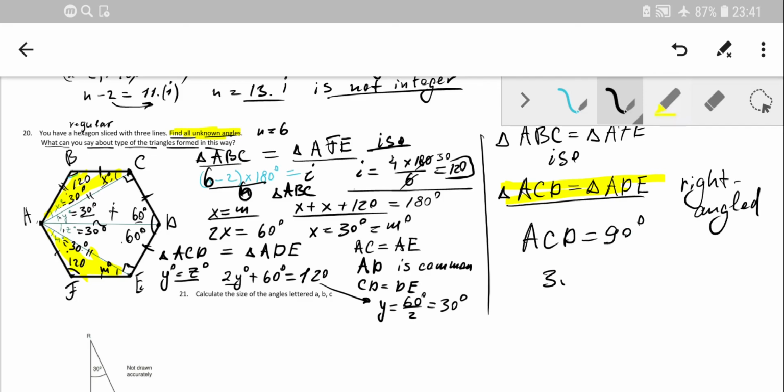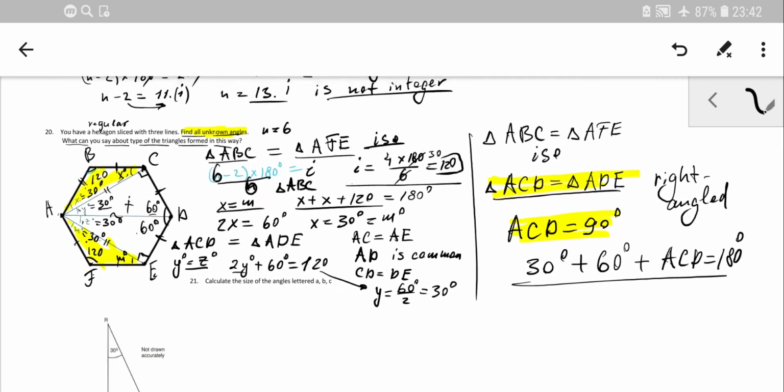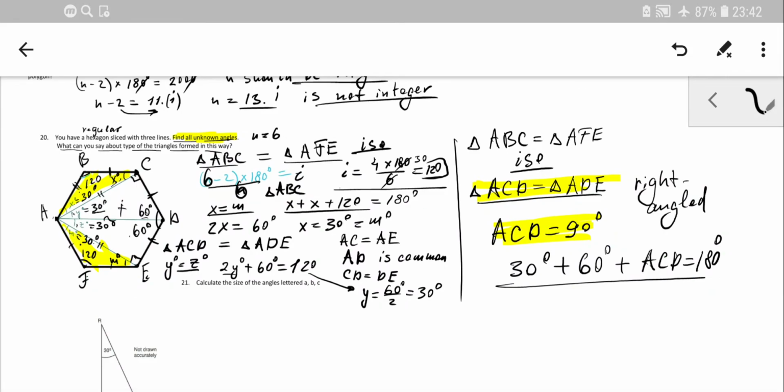So let's check. 30 plus half of the interior angle, which is 60, plus the angle ACD should be equal to 180 degrees, the sum of all interior angles. All right, and indeed from here ACD is 90 degrees, so we proved that. So we consider both triangles and classify them as either isosceles or right angled.